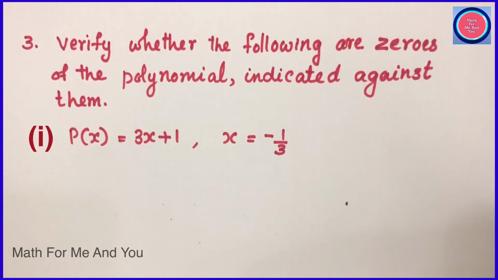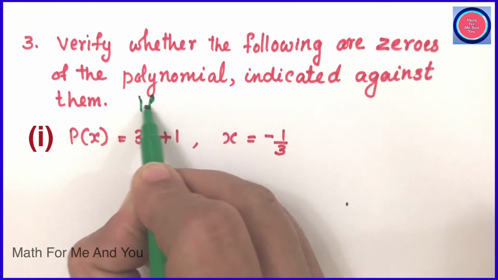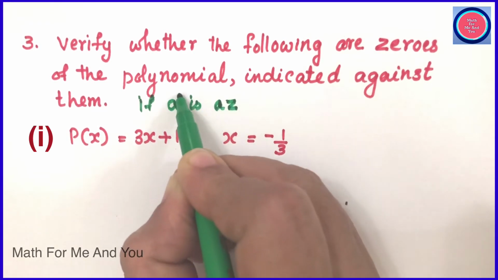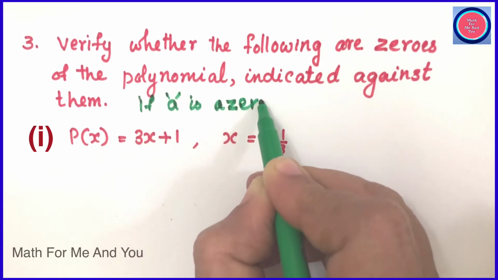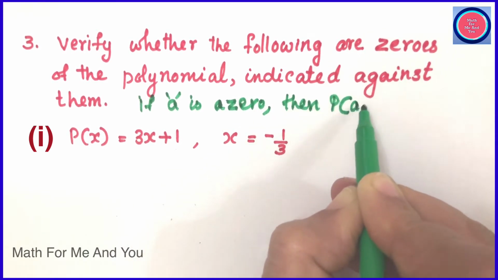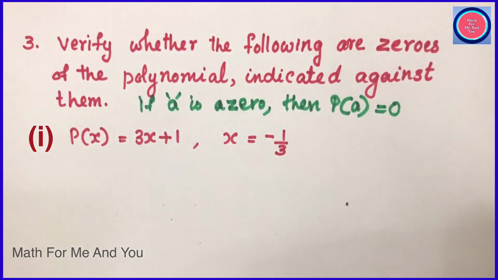The third question is: verify whether the following are zeros of the polynomial indicated against them. You can see a polynomial and an x value. Then we have to verify whether the given value is a 0 or not. We have studied that if a number is a 0, it means when we substitute that value in the polynomial, the answer becomes 0 or the polynomial reduces to 0. Here if a is a 0, then P of a equals 0. We can substitute the number, and if we get the answer 0, then we say the number is a 0 of the polynomial.